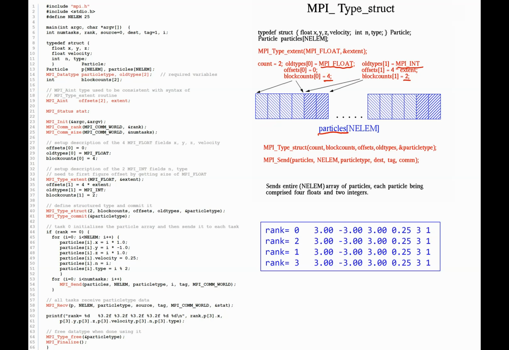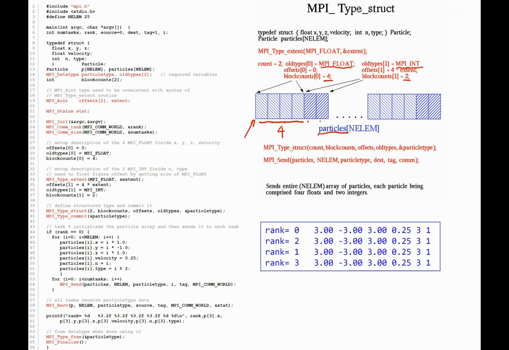In order to define this, what we have to tell MPI is the type of each of these locations in the struct. The first part of the struct is going to be 4 floats. So we're going to say that the first part of the struct is going to be floats. The offset, which is like the starting location for the floats, is going to be 0, and we're going to have 4 of them.